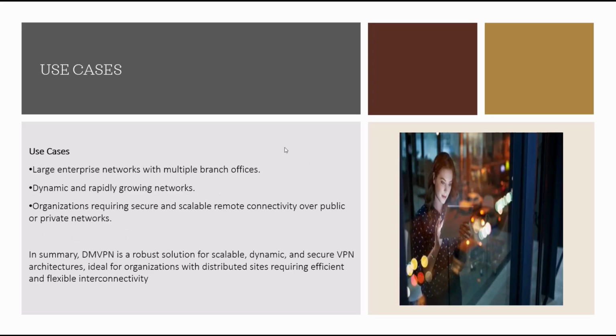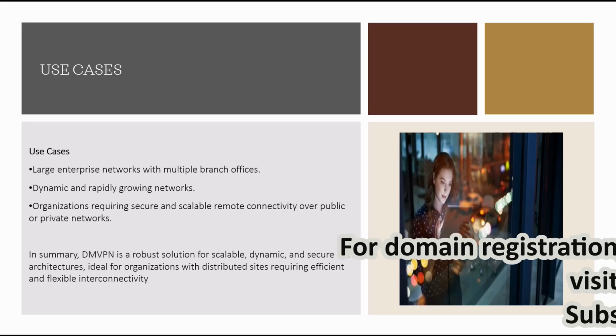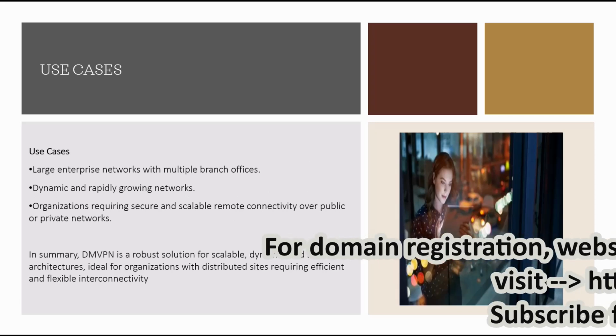Use cases. Large enterprise networks with multiple branch offices. Dynamic and rapidly growing networks. Organizations requiring secure and scalable remote connectivity over public or private networks. So those are the use cases. In summary, DMVPN is a robust solution for scalable, dynamic, and secure VPN architecture, ideal for organizations with distributed sites requiring efficient and flexible interconnectivity.